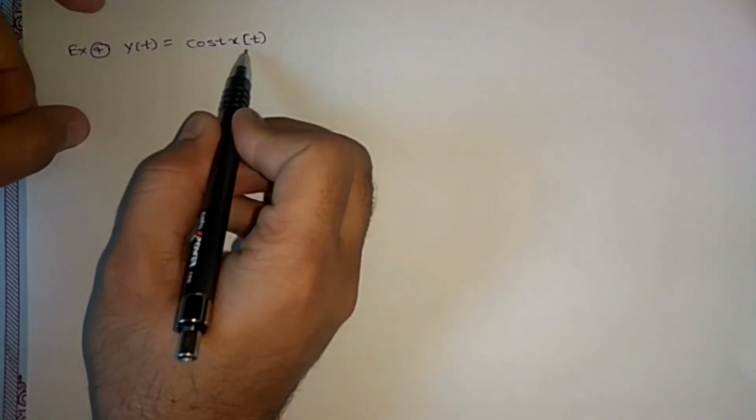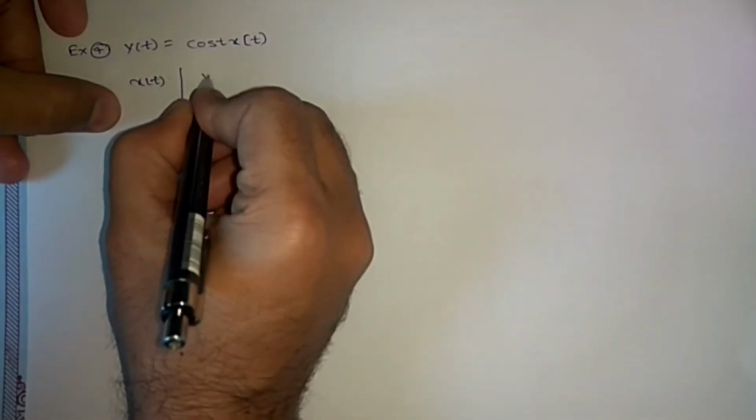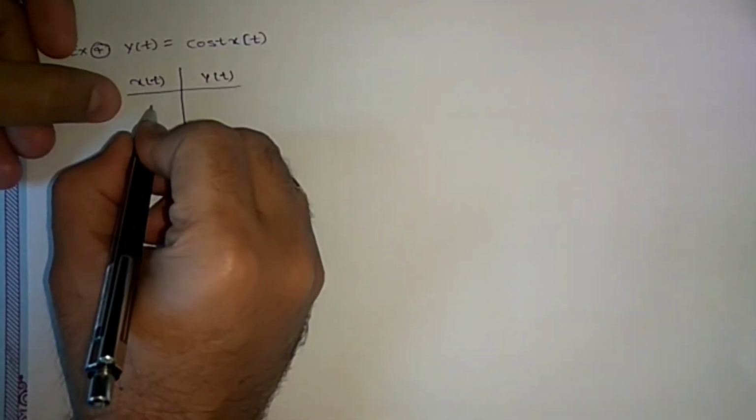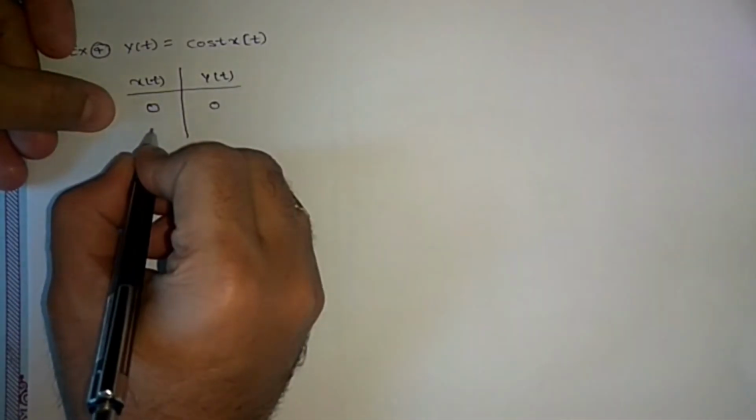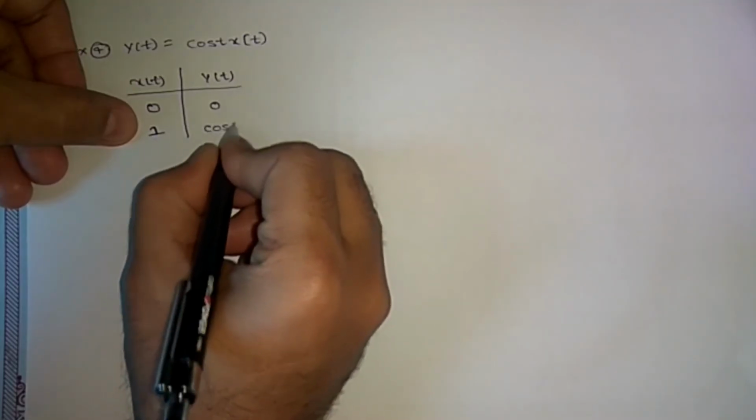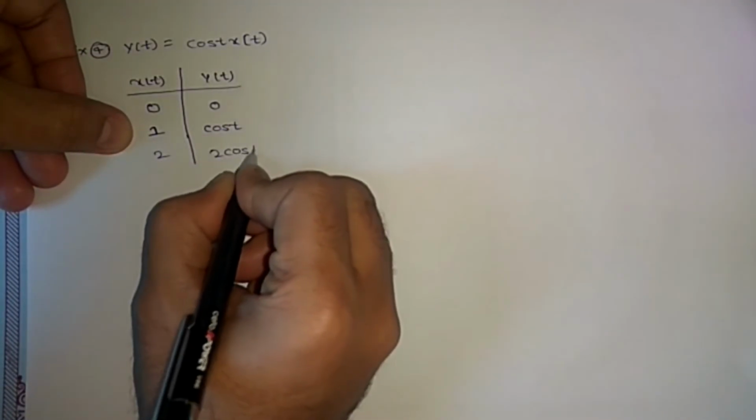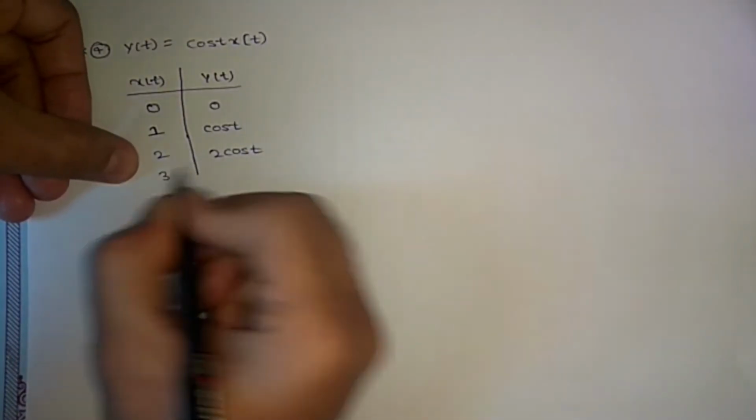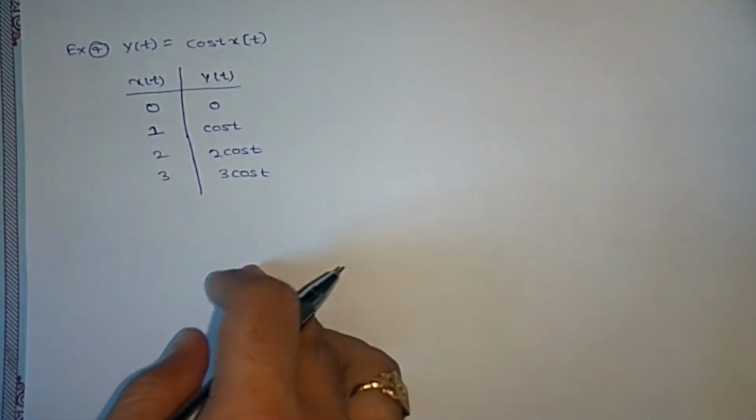Let us see example 4. y of t equal to cos t times x of t. Input x of t and output y of t. For x of t equal to 0, output is 0 times cos t, which is 0. For input x of t equal to 1, you will get cos t. For 2, you will get 2 cos t. For 3, you will get 3 cos t. So you are getting distinct values, right?